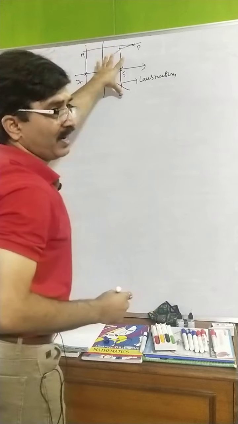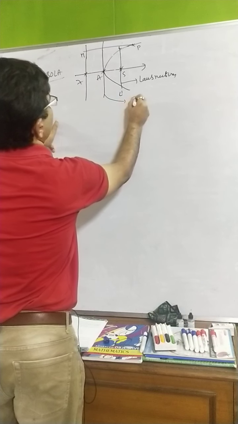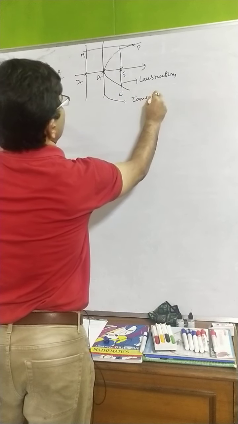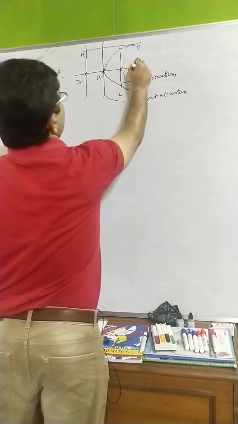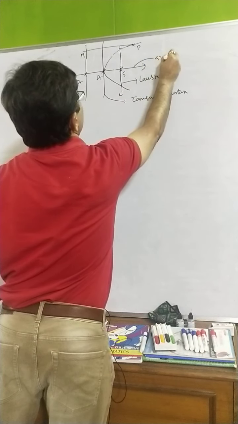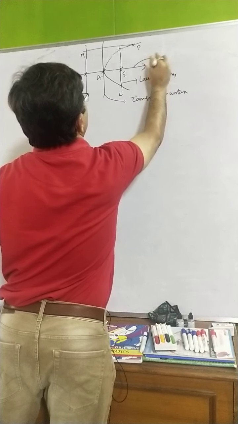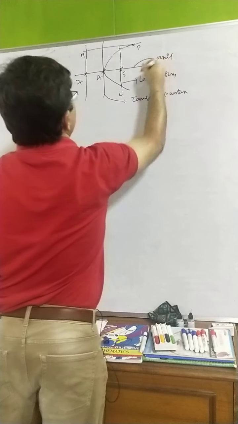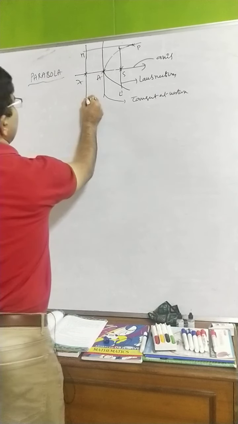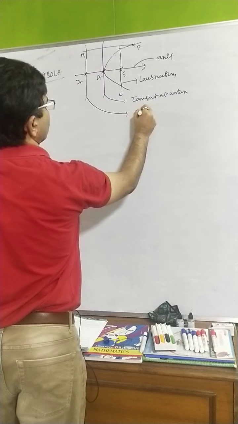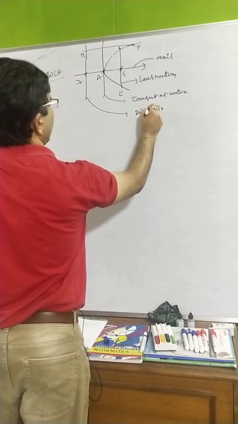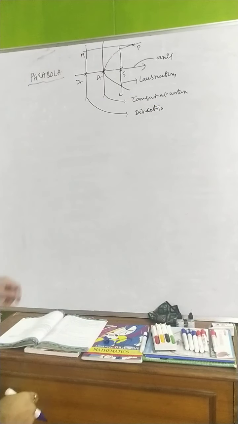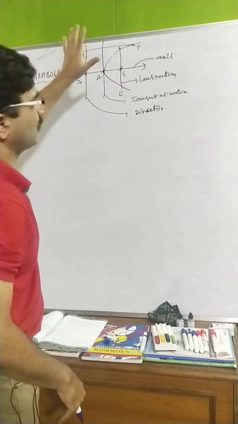LL dash is what? Latus rectum. This is what? Tangent at vertex. This is, you know very well, axis. And you know very well that this one is directrix. Directrix, axis, etc. We got it.